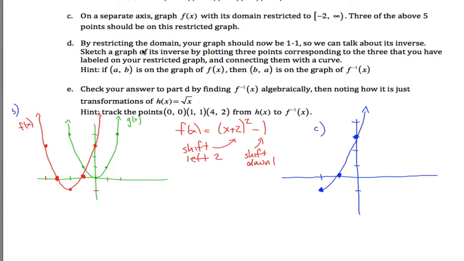All right, part D. By restricting the domain, my graph is now 1 to 1. Yeah, it is. It would pass the horizontal line test. So I can talk about its inverse. Sketch a graph of its inverse by plotting 3 points corresponding to the 3 that you have labeled on your restricted graph.